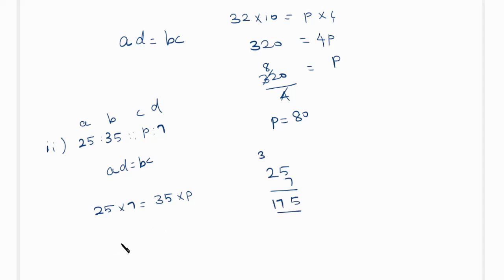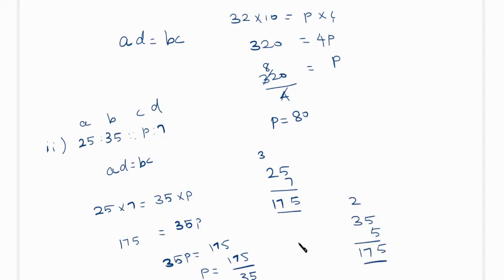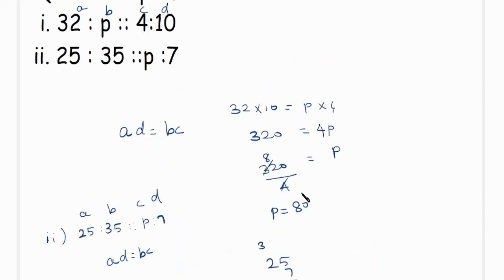175. So 175 equals 35P. To find P, you can interchange the sides: 35P equals 175, so P equals 175 divided by 35. 35 times 5 is 175, so the result is 5. So this is the method.